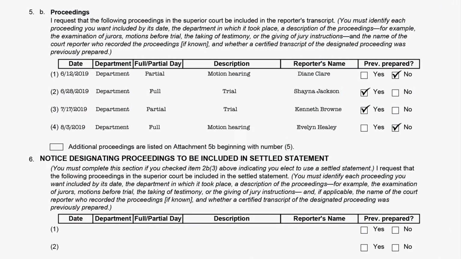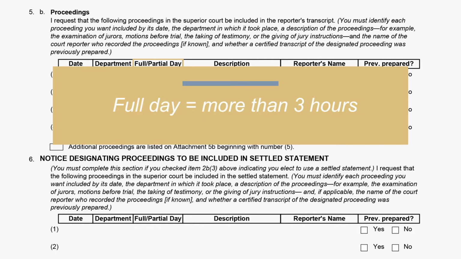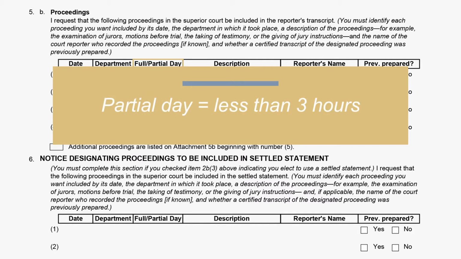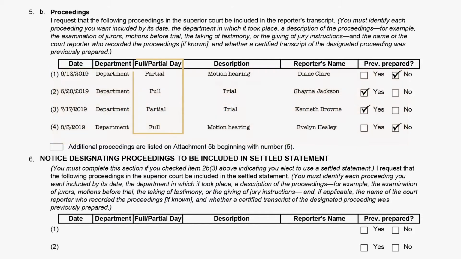In Part 5B on page 4, fill out the table by listing every proceeding you want to be reported in the transcript. A full day means a day when proceedings lasted 3 hours or longer. A partial day is a day when proceedings lasted less than 3 hours. In the description column, you can be very brief. Descriptions like trial or motion hearing are fine.